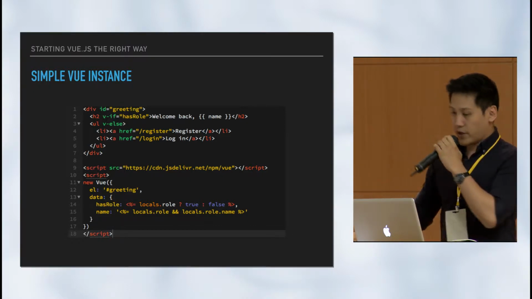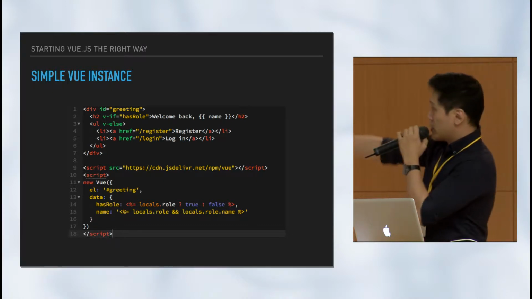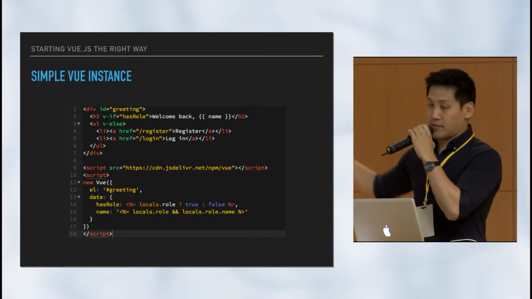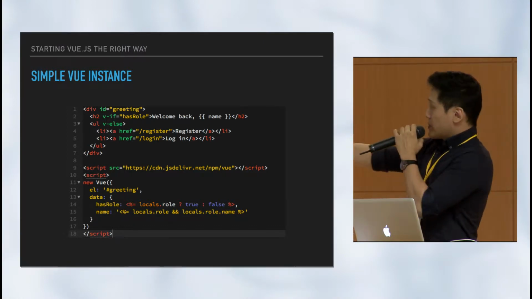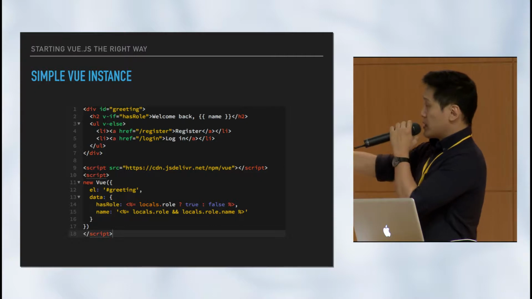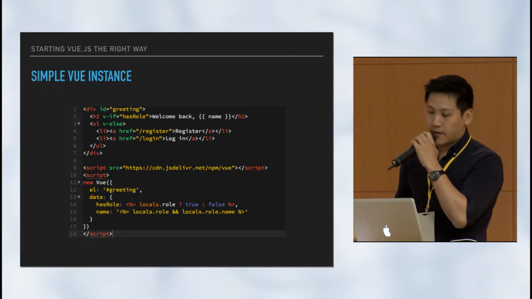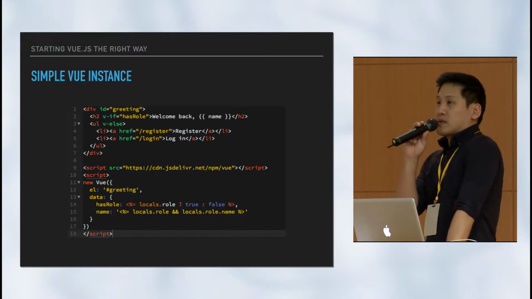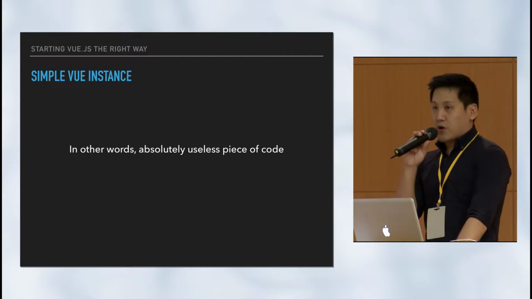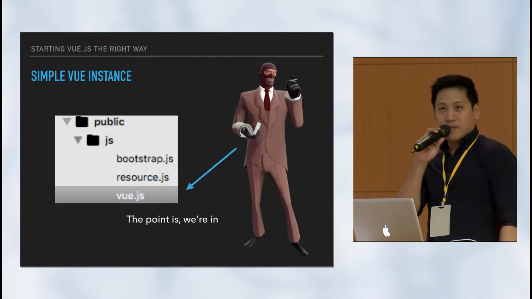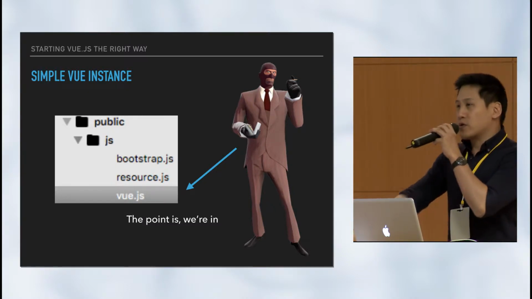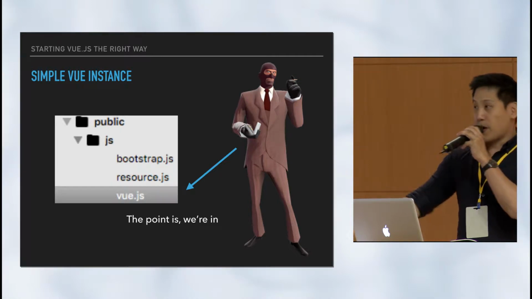So this is what we started off with. If you look at the top, the second line, there is a greeting message, welcome back, with a name, right? And at the bottom, we have a simple Vue instance showing the person's name. The person's name is rendered through our templating system for the backend. So, in essence, this is just a useless piece of code. But this useless piece of code allowed us to slot Vue.js into the file system. So, the point is, with this useless piece of code, we got ourselves into the system. Smart, right?